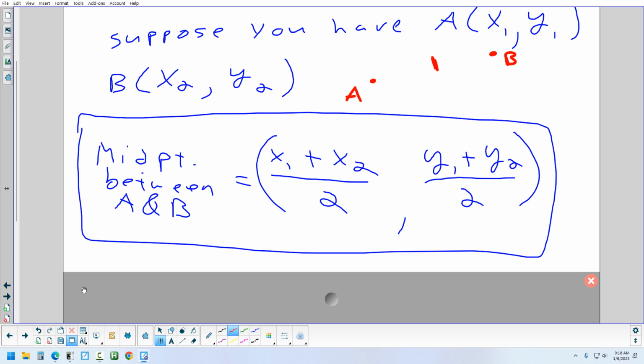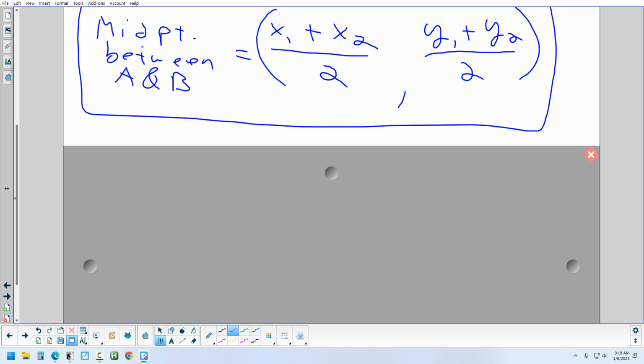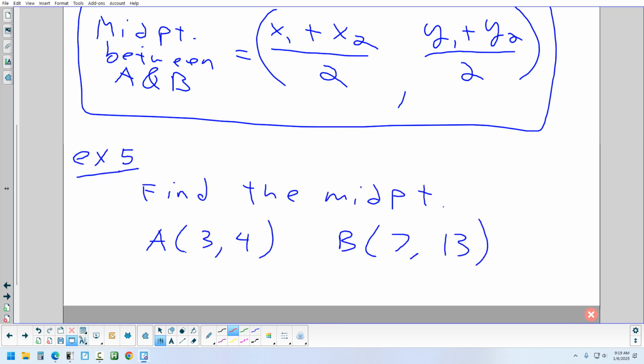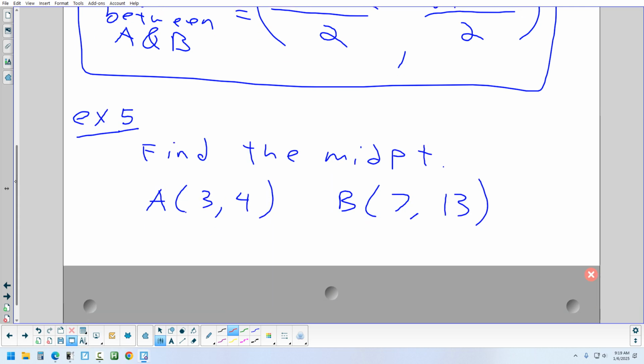This formula also does not involve any square roots, so having to simplify roots like in the last one, that's not going to happen in this one. Worst thing that can happen is you divide a number by 2 and you end up with a decimal that's a 0.5. Okay, that's the only thing that can happen. Okay, so let's find the midpoint between those 2 points. So we've got 3, 4 and 7, 13.